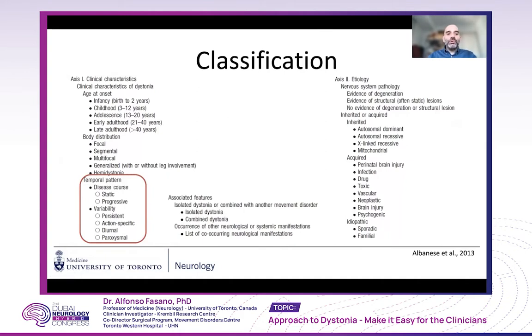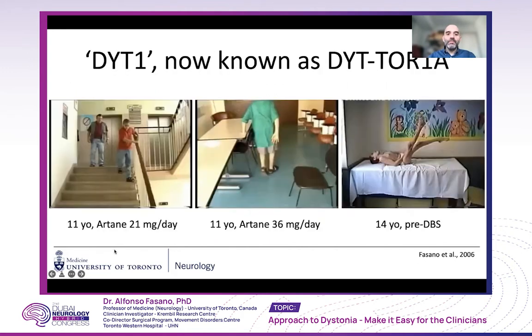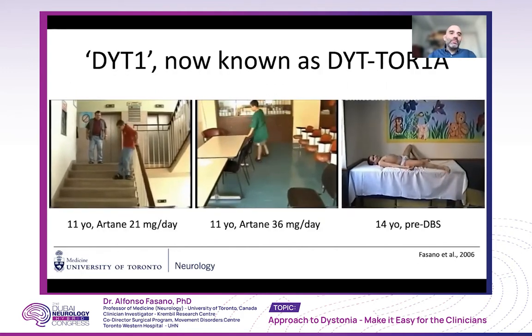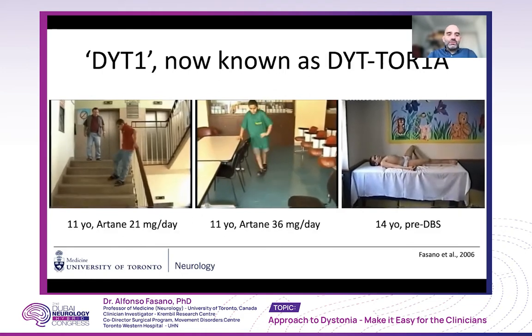Temporal pattern is also important to recognize. We have a disease course that can be static or progressive, and also the dystonia itself can be variable, meaning that it can be always the same severity, or action specific, as you heard already before, or you may have diurnal fluctuations, or it can be episodic, something we call paroxysmal. So this is an example of generalized dystonia.